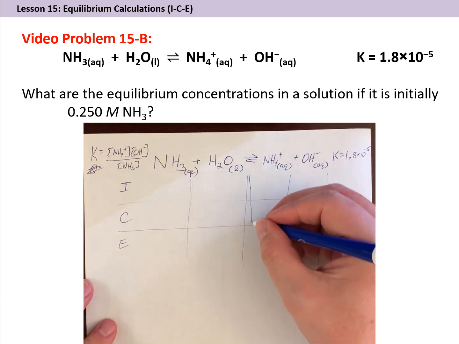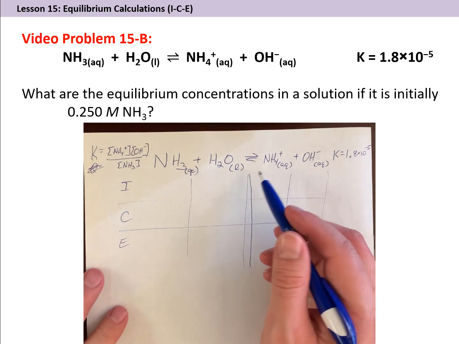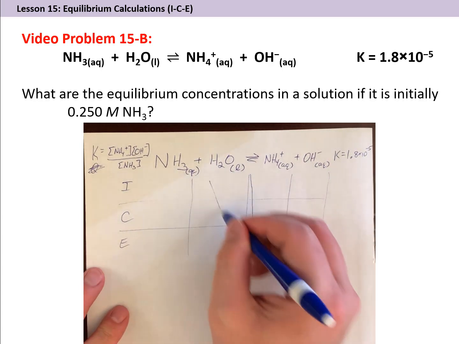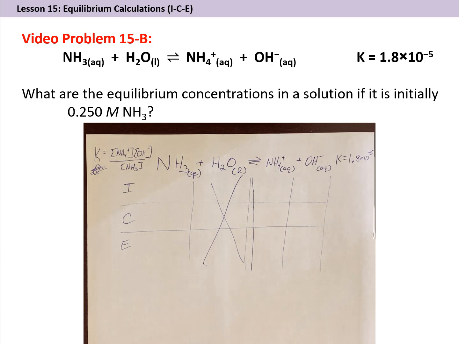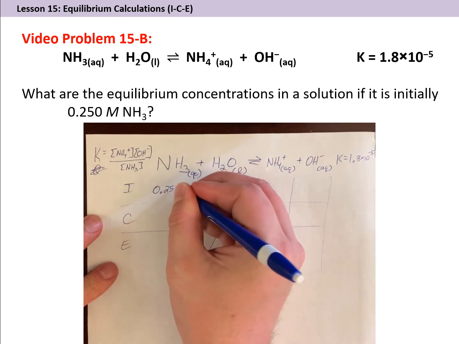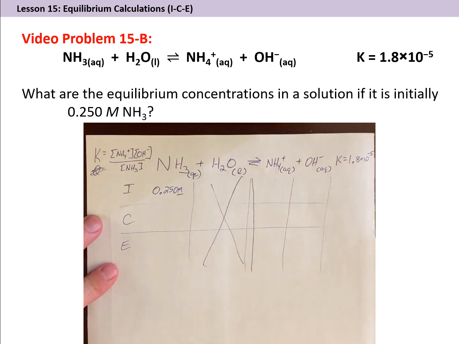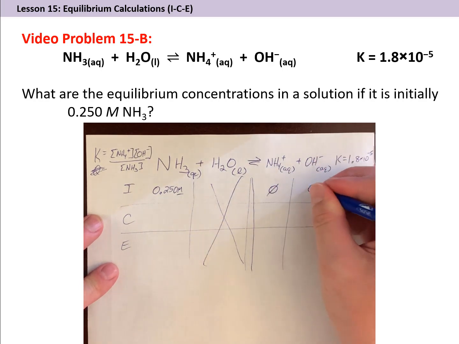All right. Now, the first thing you do is when you see that something is liquid or a solid, you just X that out. We're not going to use that. All right. Let's look at the problem. We have 0.25 molar NH3 initially. It doesn't say anything about NH4 plus and OH minus, so we have to assume that these are 0.